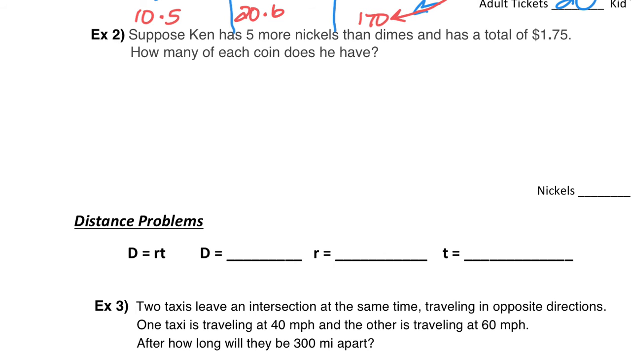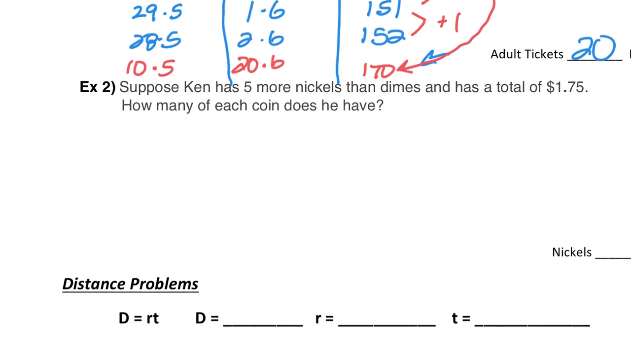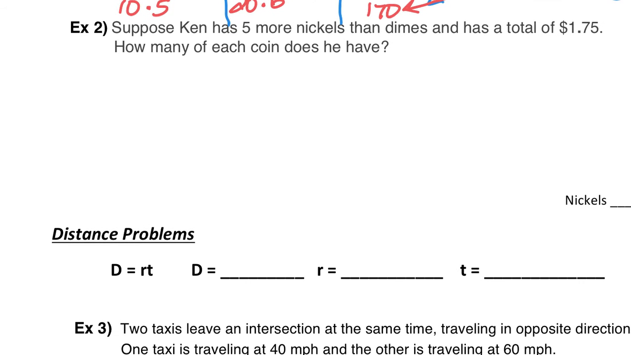Now, unlike number 1, we knew that there was a total number of 30 tickets. We were able to just make a table and say, okay, we have to have 30 tickets, so either it's going to be 30 kids and 0 adults, or 29 kids, 1 adult, 28 kids, 2 adults, 10 kids, 20 adults. And we were able to make a very straightforward comparison and see what resulted from that. But in example 2, we don't know how many total coins Ken has. So we're going to have to think of it differently.